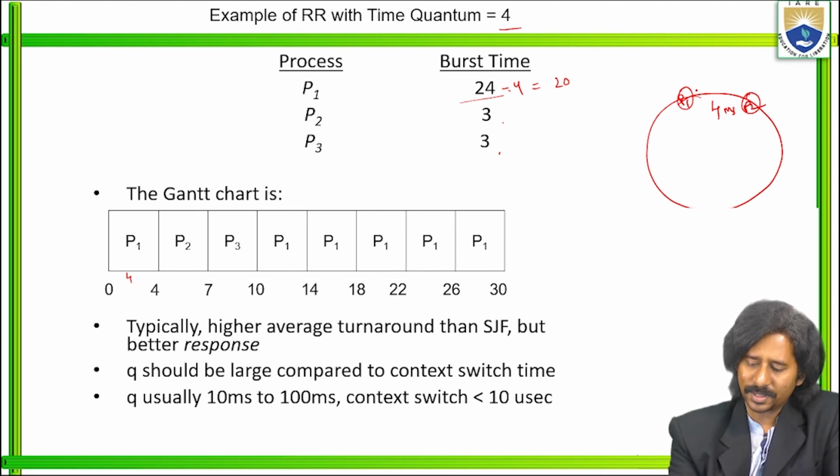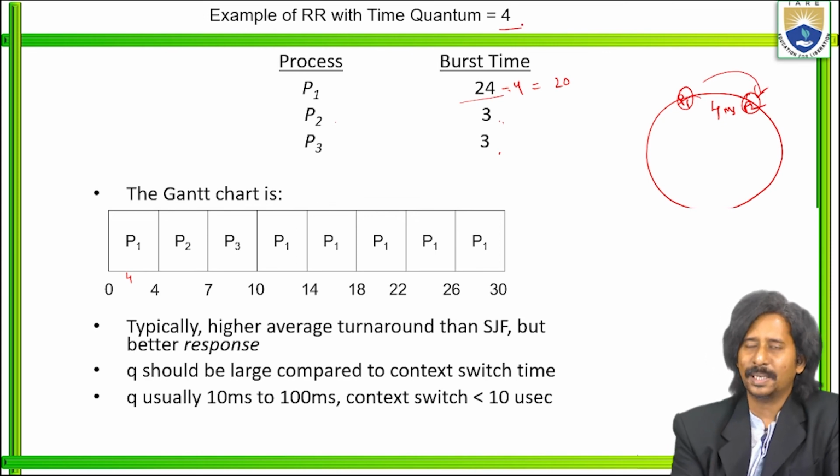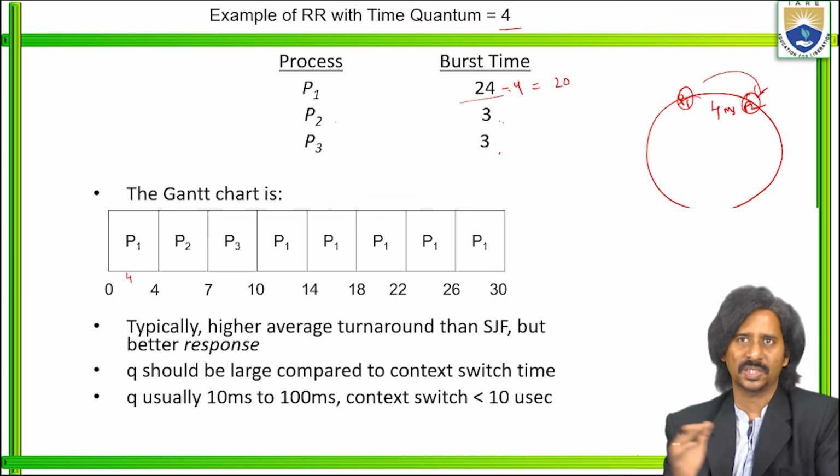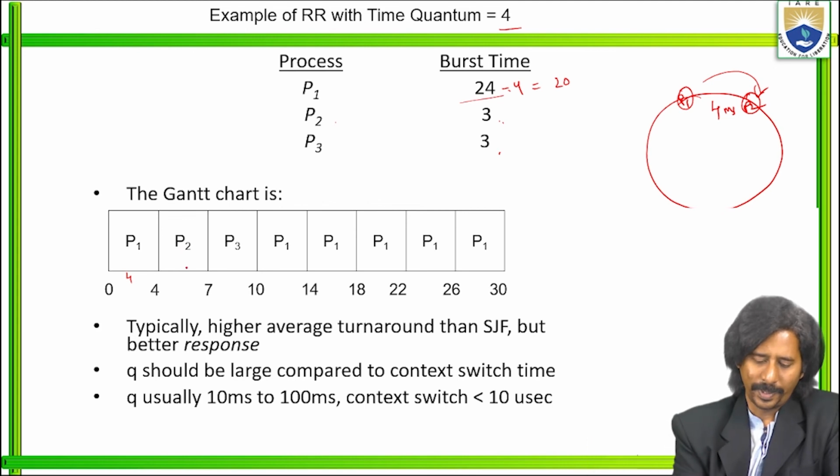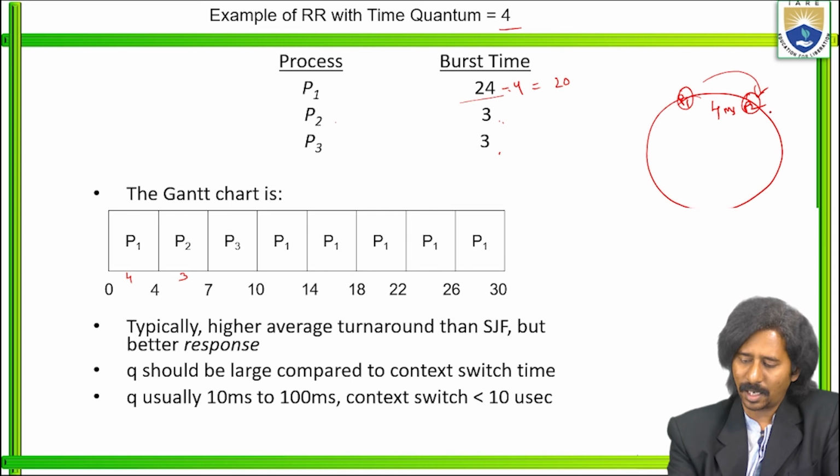Now the processor moves to the next process, P2. The total burst time for process P2 is 3 milliseconds. This burst time is less than or equal to the time quantum, so the process is not preempted and is successfully executed. P2 takes 3 milliseconds, and after that the processor can accept the next process, P3.